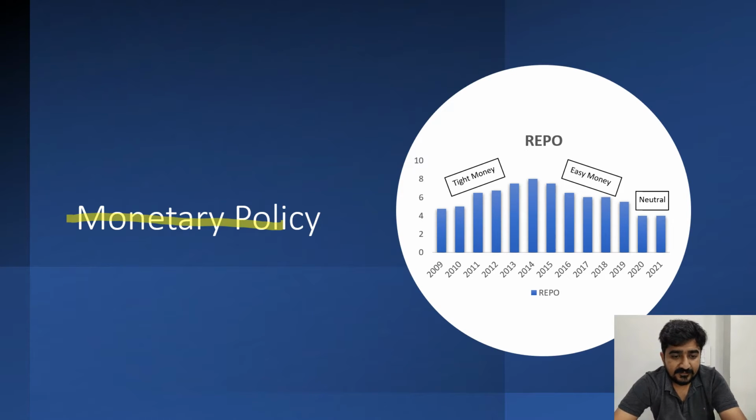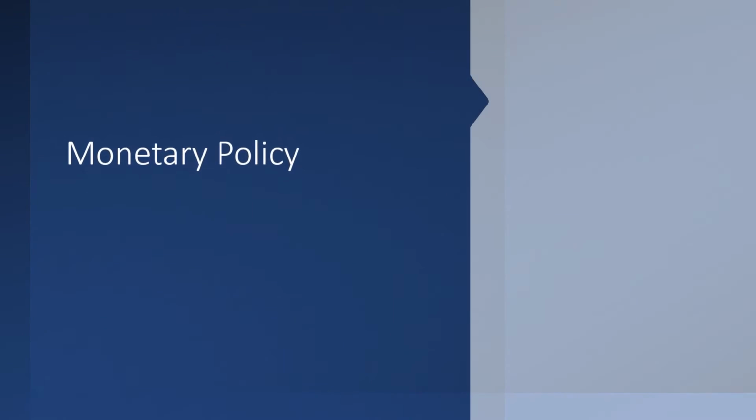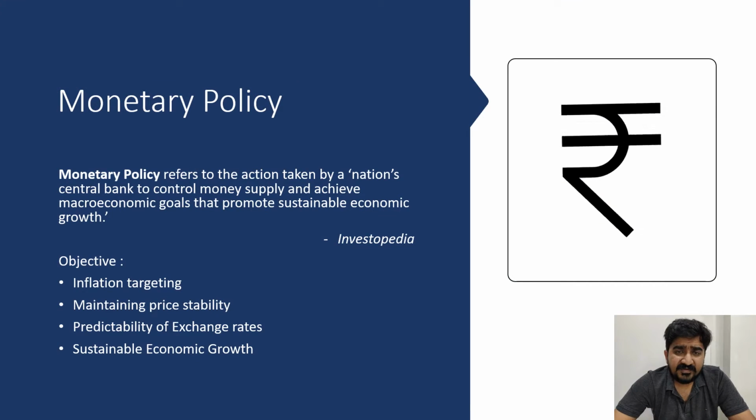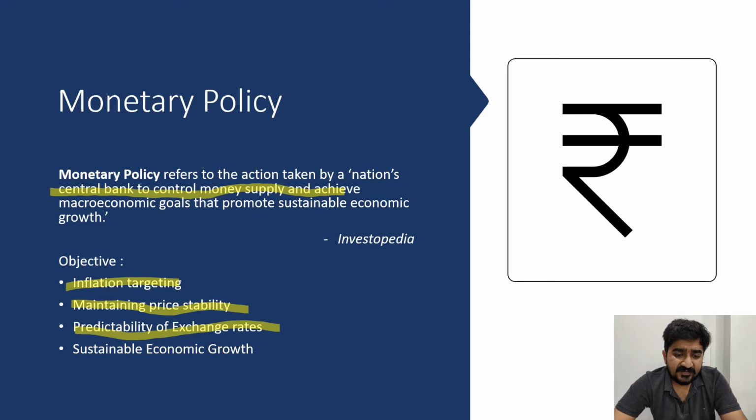Monetary policy. What do we understand by monetary policy? Monetary policy refers to the control of money supply in an economy by a nation's central bank. Such a control of the money supply is pursuant to any of the following objectives: inflation targeting, maintaining price stability, predictability of exchange rates, and sustainable economic growth.